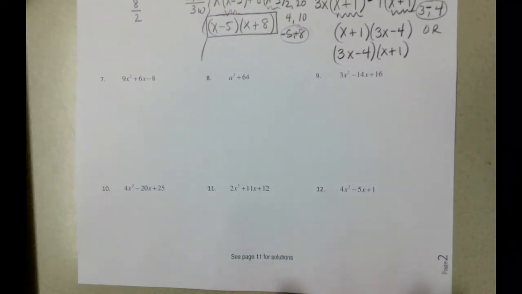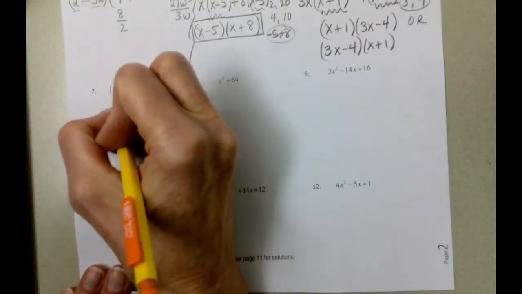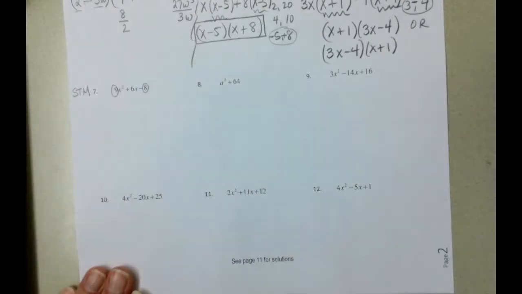9x squared plus 6x minus 8. We should always be looking for greatest common factors when we start these problems. And we do not have a greatest common factor on this one, and it's going to be a split the middle again. So what we're going to do is take 9 times 8, and actually let me just identify that for you.